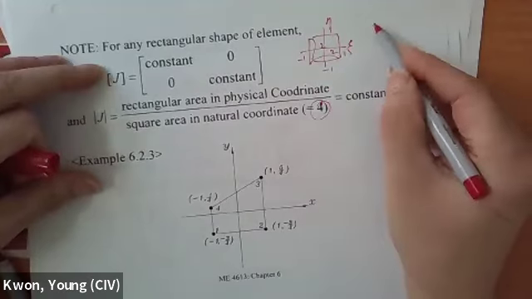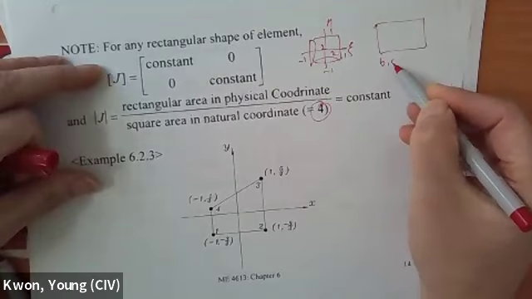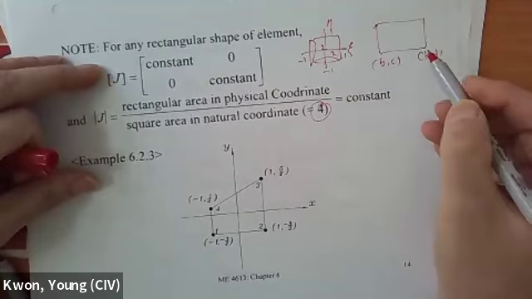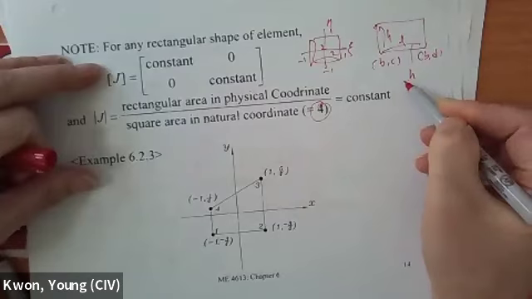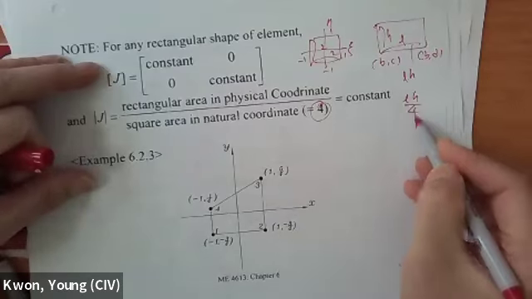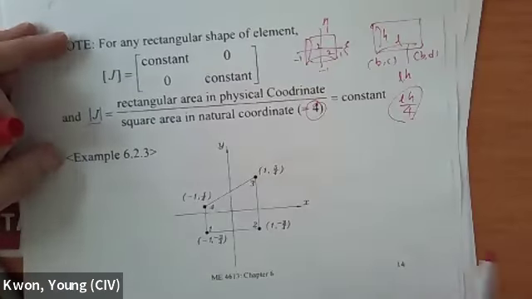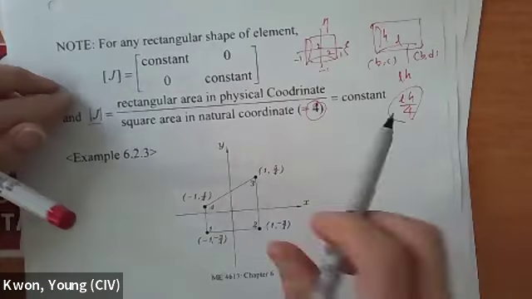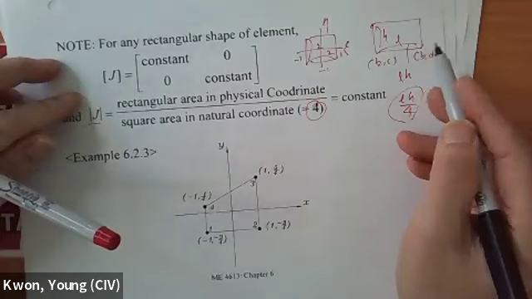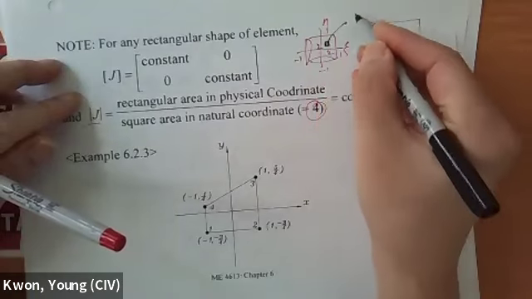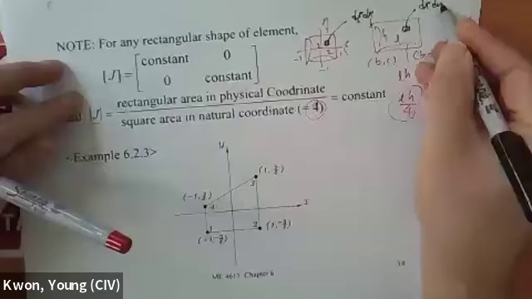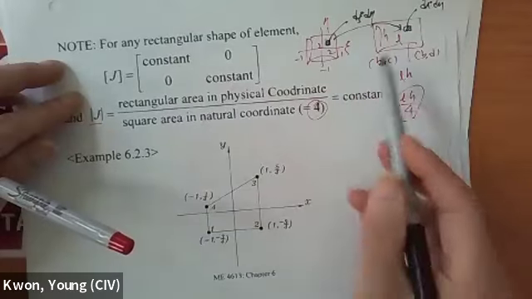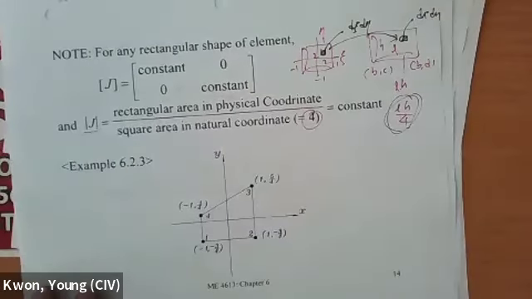So that's 4. But in the physical coordinate system, this was L and this was H, right? So the area is going to be L times H. So this is going to be LH over 4. That's going to be the determinant of the Jacobian. In other words, when you have this area in the physical coordinate system, dξ and dη is going to be mapped into this area, dx and dy, and the ratio is uniform and equal to this ratio. This is for a nice rectangular element.